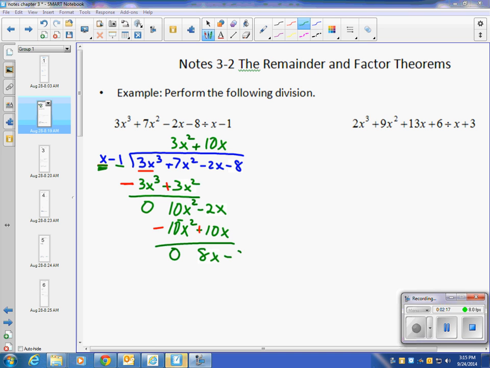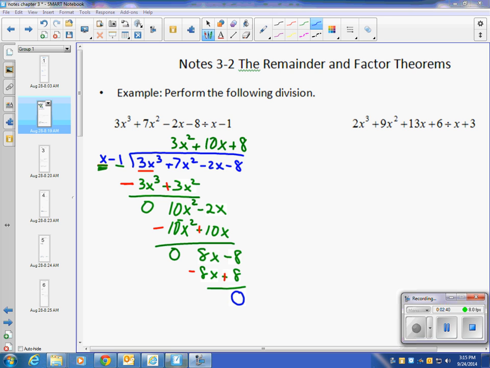Drop the negative 8. And then we do, what times x gives me 8x? That would be an 8. 8 times x is 8x. 8 times negative 1 is negative 8. If we draw the line and change the signs, notice that I get a remainder of 0. Now that remainder of 0 is going to become important.